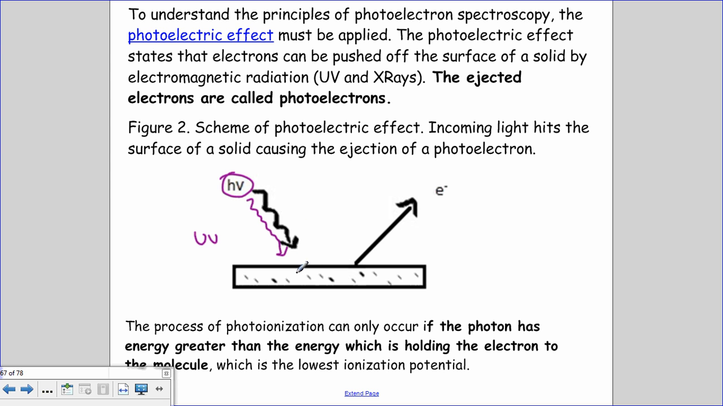The photoelectric effect is where you take a high energy wavelength, which I'm going to usually use UV or X-rays, and it excites the electrons within the metal so much, and adds so much extra energy, it causes the electron to eject. We like to say that it ejects because that's telling us that the energy was transferred and the electron became excited. So the process of photoionization can only occur if the photon has greater energy than the energy which is holding the electron in, which we call the binding energy. This is important because this is how we calculate the binding energy and the energy needed to remove an electron.